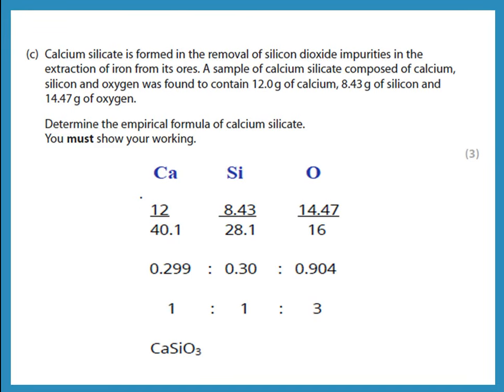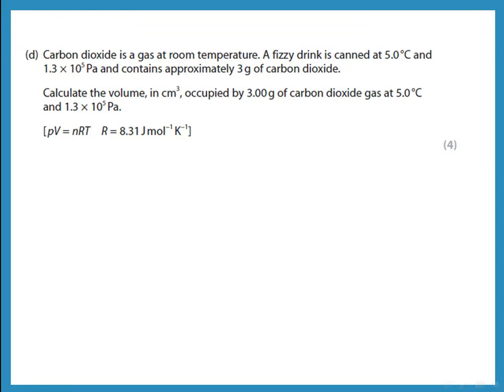Please do not stop at the ratios. Don't get the ratios 1 to 1 to 3 and that's it, and you move on to the next question. He's asking for empirical formula. The empirical formula is CaSiO3.